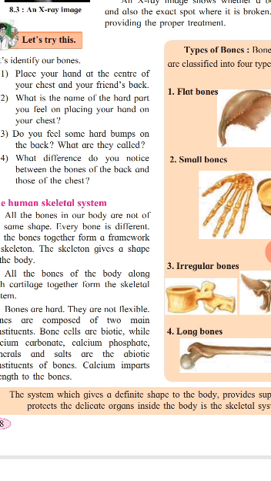And we also did some activity, right? Do you remember what activity we have done? We placed our hand on the chest and back of our friends. So we felt some movements, right? What is the name of the hard part you feel on placing your hand on your chest? You can feel the rib cage, right?